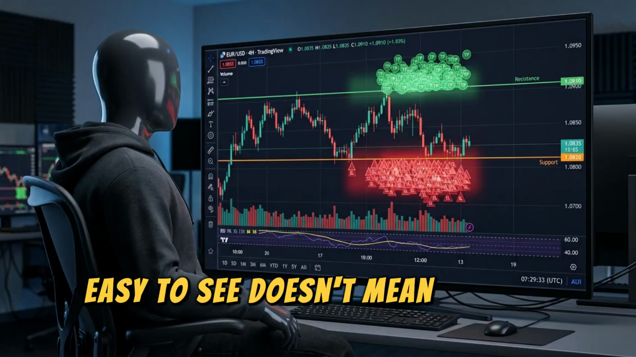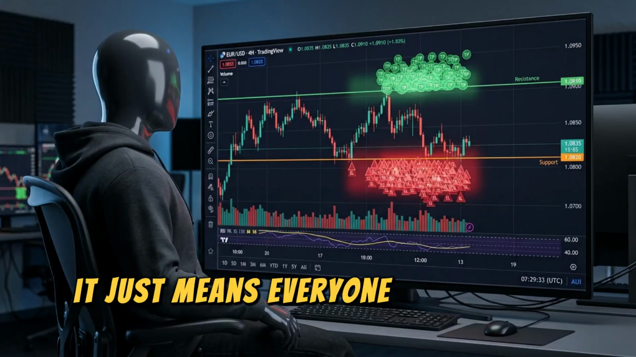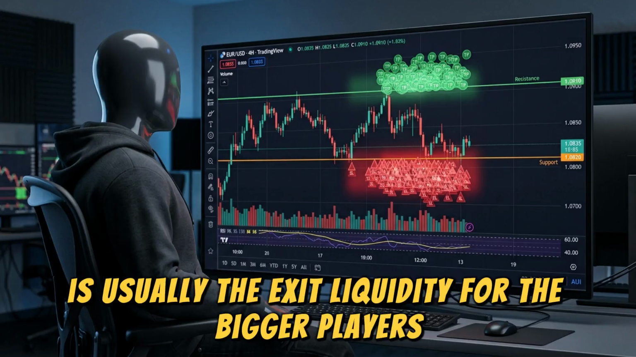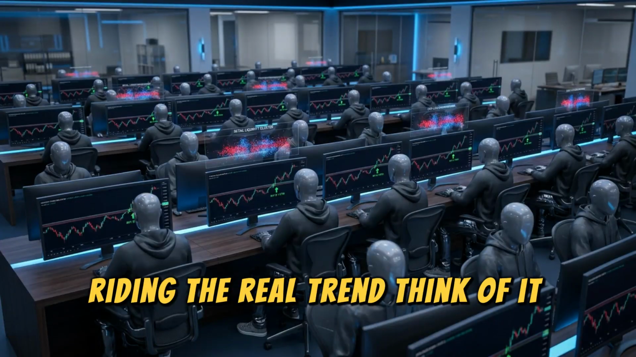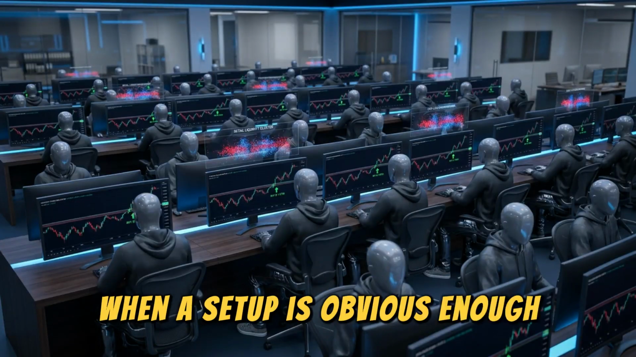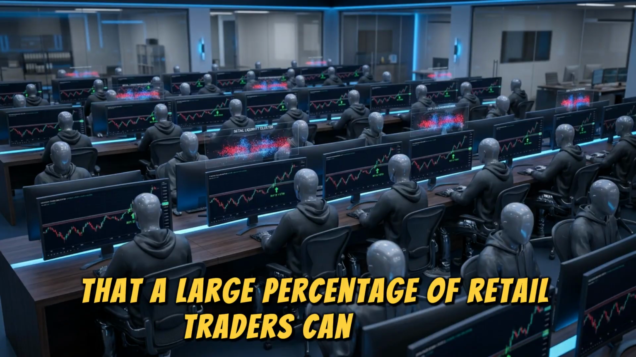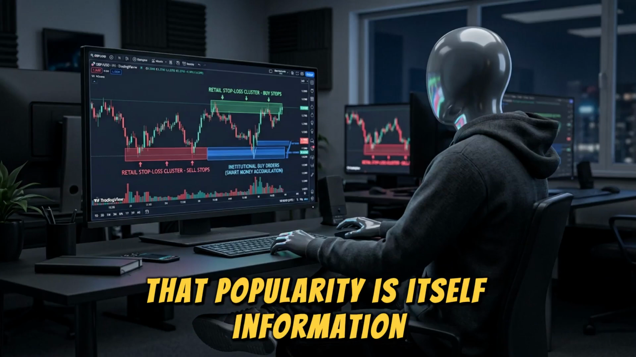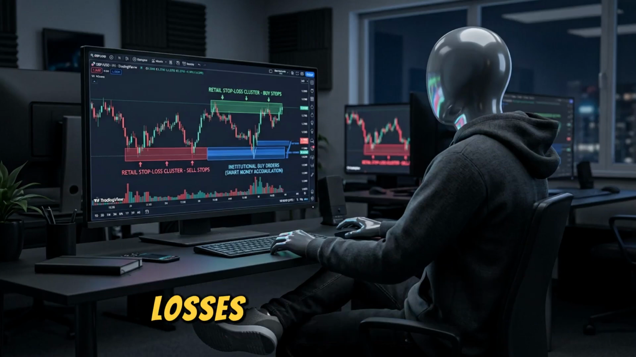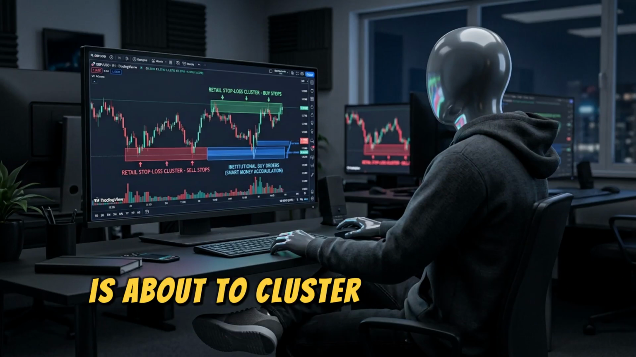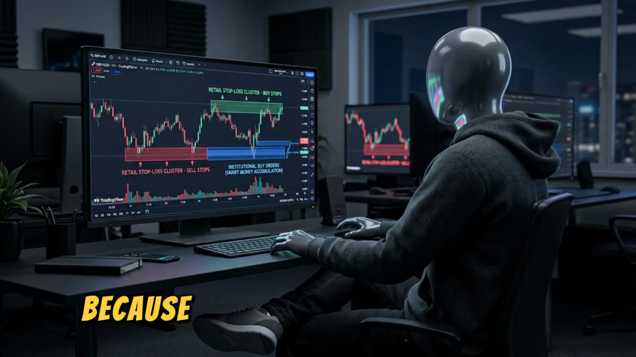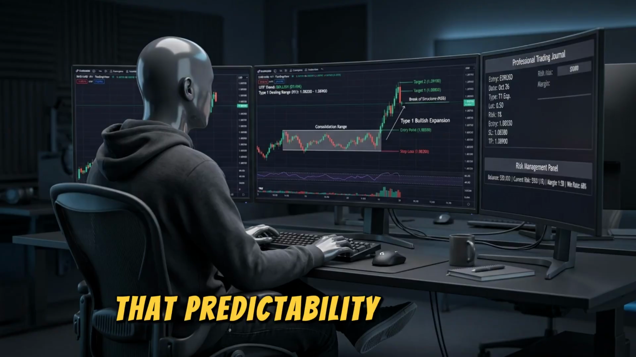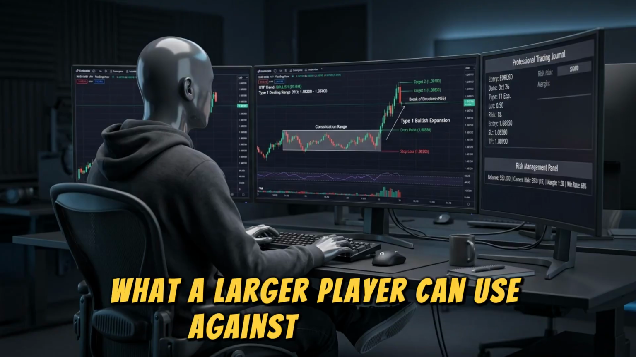Easy to see doesn't mean easy to win. It just means everyone else sees it too, and that crowd is usually the exit liquidity for the bigger players riding the real trend. Think of it this way. When a setup is obvious enough that a large percentage of retail traders can spot it without much experience, that popularity is itself information. It tells you that a large pool of stop losses and take profits is about to cluster around very predictable levels, because everyone drew their lines using the same textbook rules. That predictability is exactly what a larger player can use against the crowd.